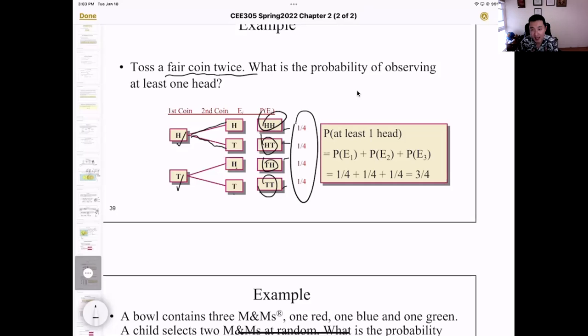So what is the probability of at least one head? At least one head includes head, head; head, tail; tail, head; and not tail, tail. So this one and this one added together, 75%. This is a very simple example of using the counting method to do the calculation for probability.